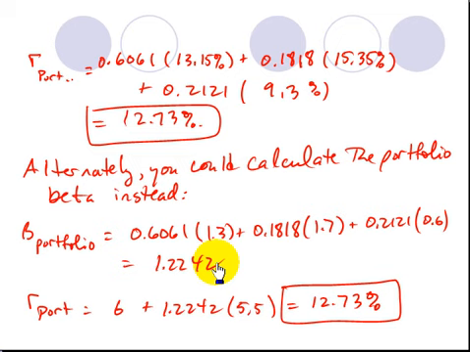Now if we want to figure out what the required rate of return on the portfolio is given its beta, then we use the capital asset pricing model here, the risk-free rate plus the portfolio beta times the market risk premium. That gives you 12.73%. These numbers are the same, 12.73%, 12.73%. That's because the calculations work out exactly the same. That's the way it ought to be. But you could do the calculation either way you like.